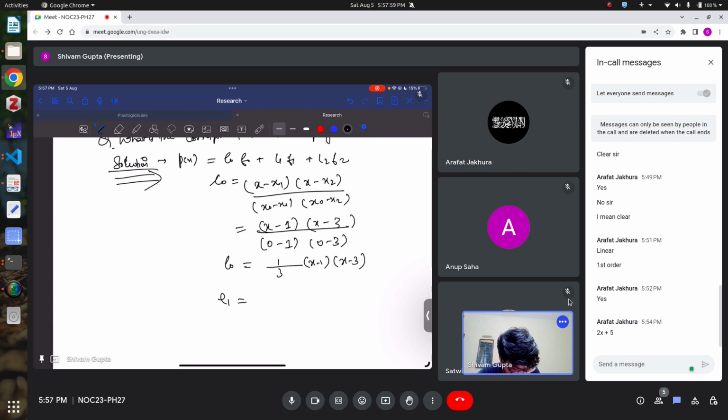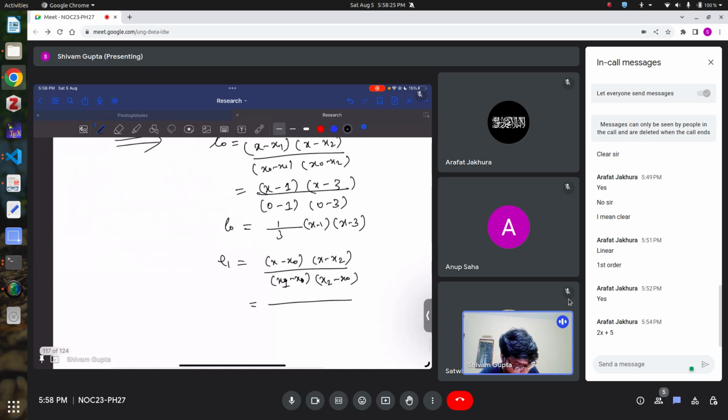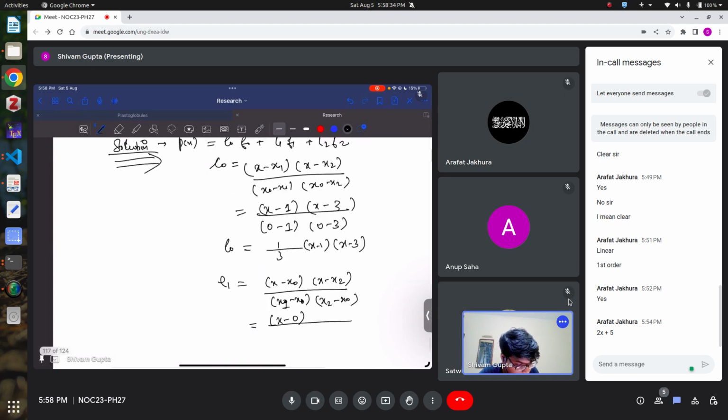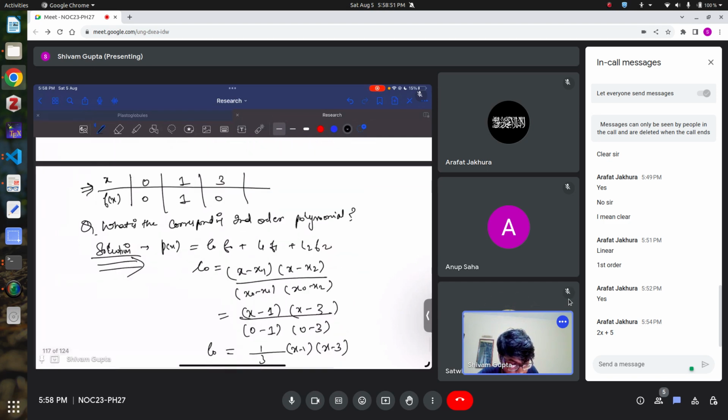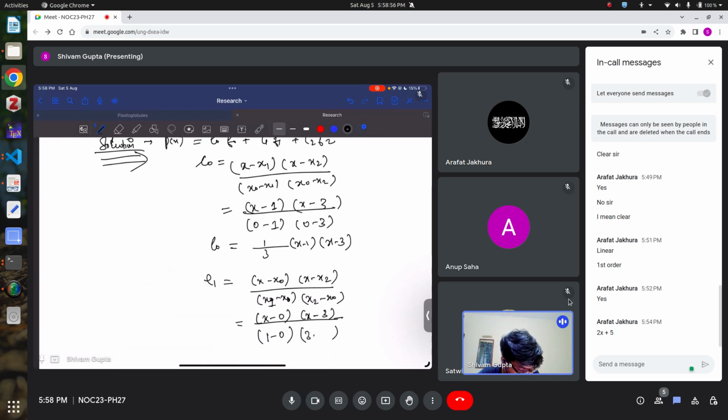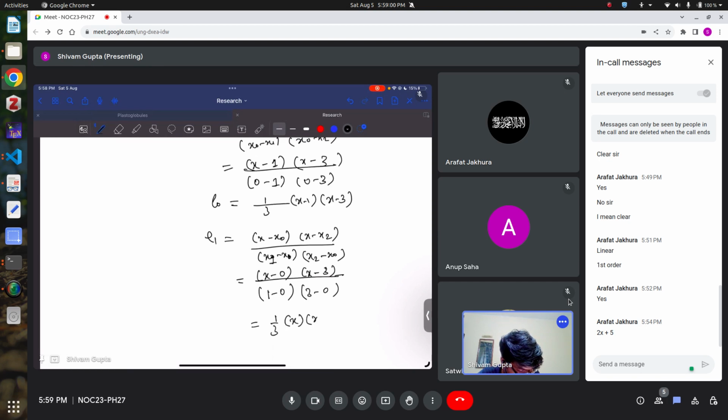and what should be the L1 here? x minus x naught, x minus x2 over x1 minus x naught, x2 minus x naught. So what is x naught? 0. And what is x2? 3. Yes, exactly. And it's 1 minus 0, 3 minus 0, 1 by 3 x times x minus 3.